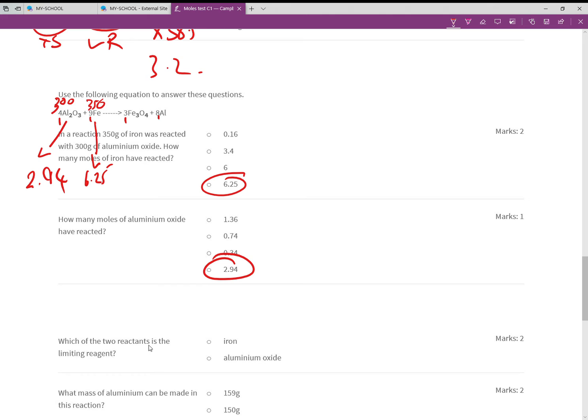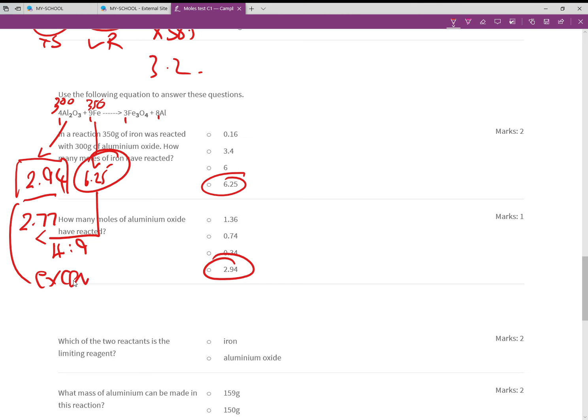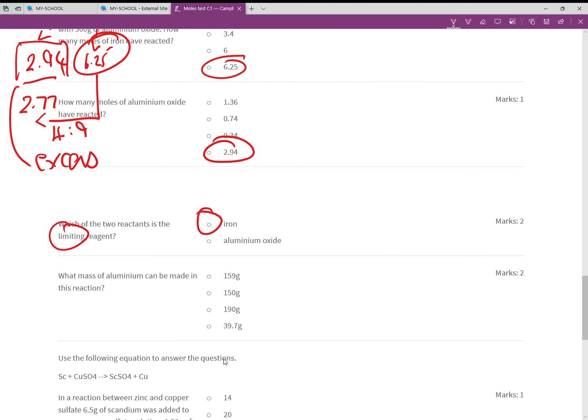Okay, which of the 2 reactants is the limiting reactant? Okay, so we have a nasty ratio to deal with here. We have a 4 to 9, so I need to take my 6.25 and I divide it by 9 and I multiply it by 4. Tells me I would need 2.77 moles of aluminium oxide to react with this number of moles of iron. I've got 2.94 moles of aluminium oxide, so my aluminium oxide is actually just about in excess. Okay, so it asks you which one is limiting. So the iron is limiting if the aluminium oxide is in excess.